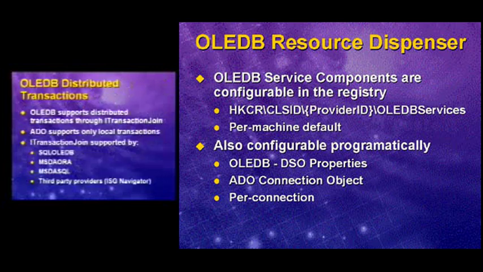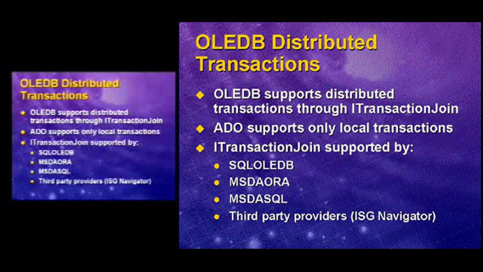Okay. So OLEDB, as you probably know, supports distributed transactions by means of an interface called ITransactionJoin. ADO, on the other hand, only supports local transactions. So there is right now in ADO 2.0 no bit I can flip to say, manually enlist this in a distributed transaction using DTC.